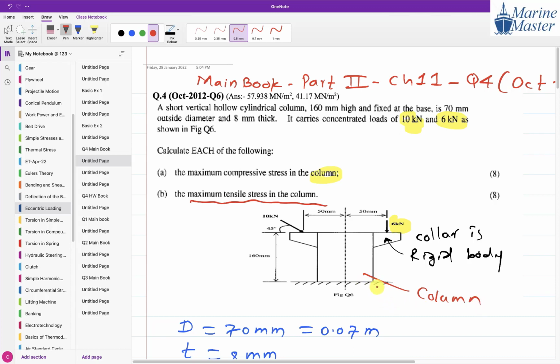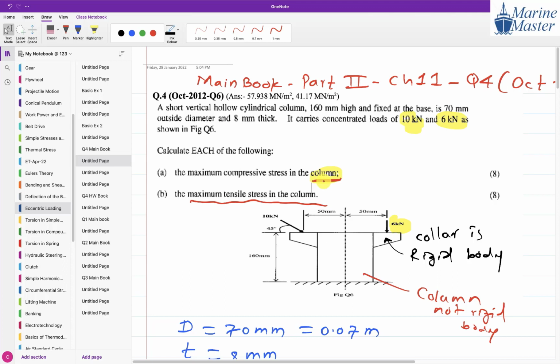No. Column is not a rigid body. Column, not rigid body. That is the elastic one. And if you read the question also, guys, what are they asking us? Stresses in the column. If they are saying stresses in the column, then we have to consider only the area of the column.